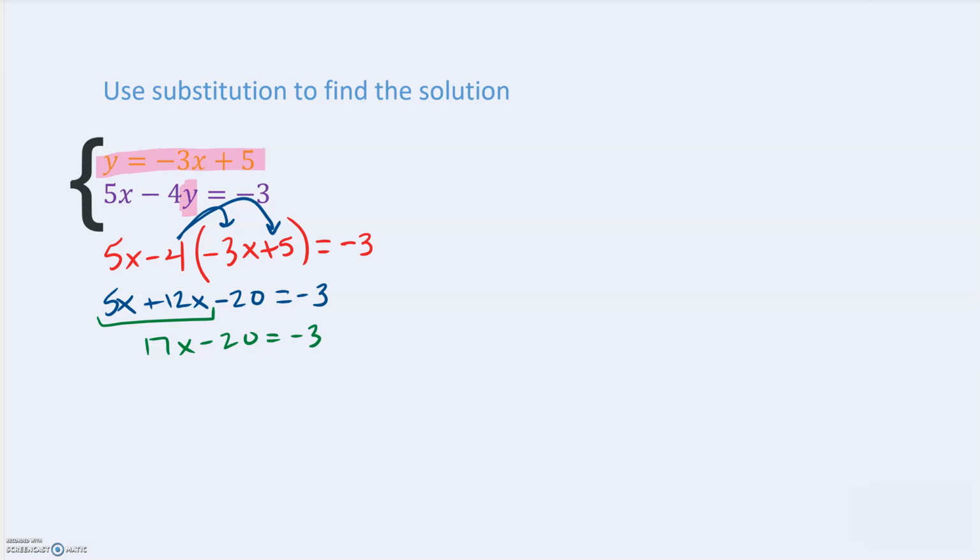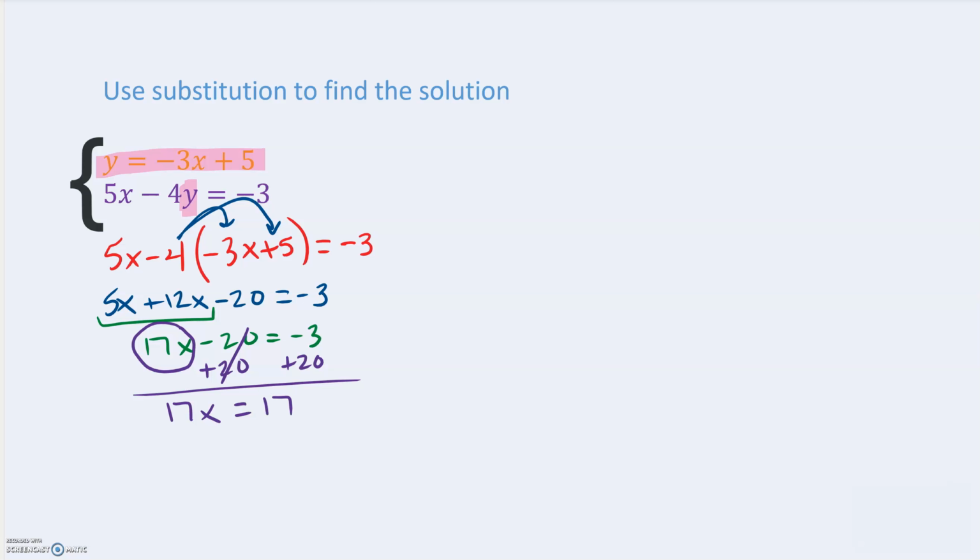Now, from here, we can do our circle of don't touch if you still need that, which is my 17x. What's outside that circle that's got to go is that -20. In order to get rid of that negative, I need to do the inverse operation and add 20 to both sides of my equal sign. And I'm left with 17x. That turns to a 0, equals 17.